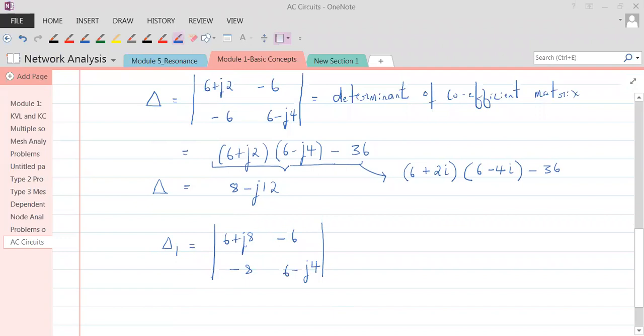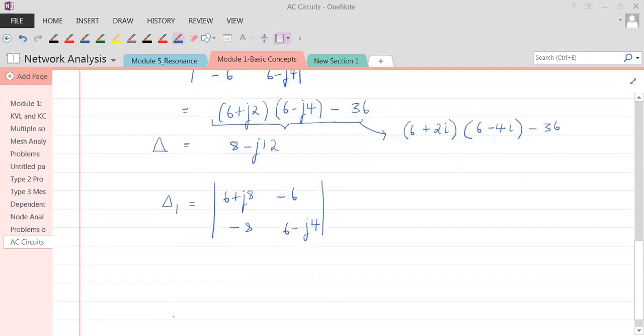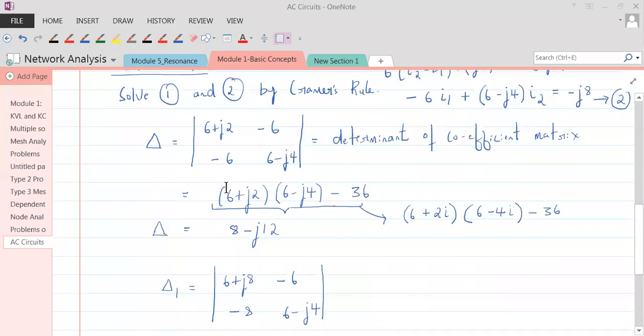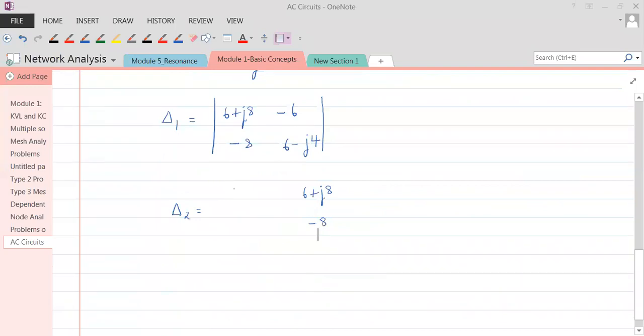Then we find delta 2. Delta 2 is substituting the right hand side as the second column, that is 6 plus j8 and minus j8 would come as the second column, and whatever is in the first column of delta would be the same: 6 plus j2 and minus 6. This is your delta 2. Can you give me delta 1 and delta 2, everybody?